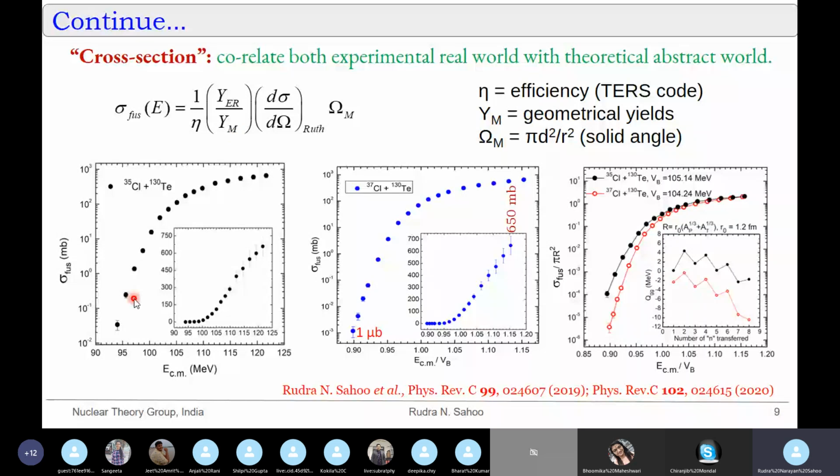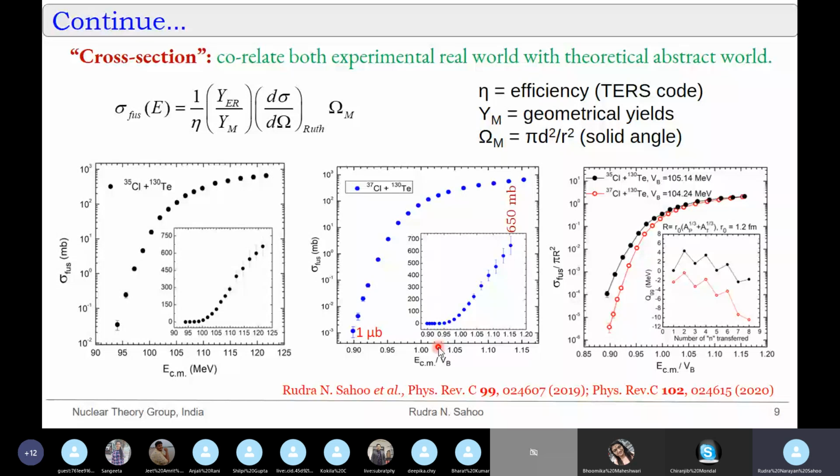You can see this is for the 35 chlorine case, and this is for the 37 chlorine case. We calculated the fusion cross section for the 35 chlorine case. You can see from 0.03 millibarn to 650 millibarn. And in this case also 1 microbarn to 650 millibarn. And here we measure the fusion cross section up to 6 orders of magnitude.